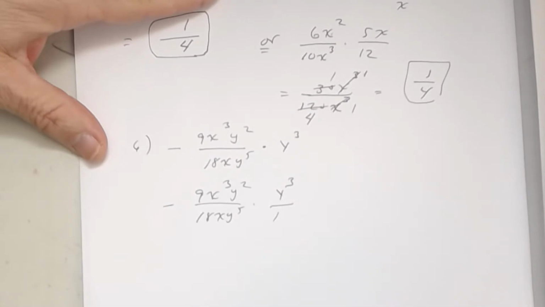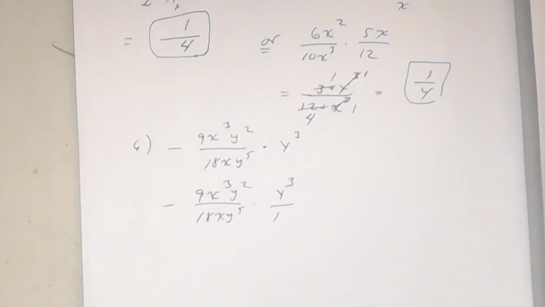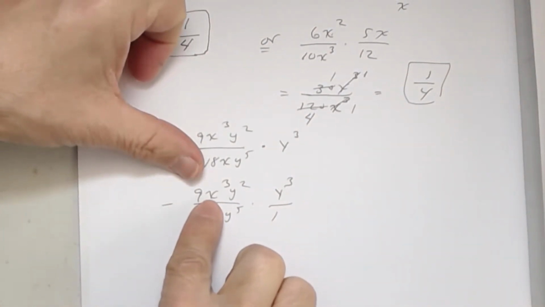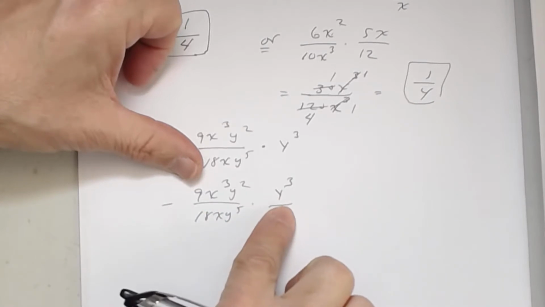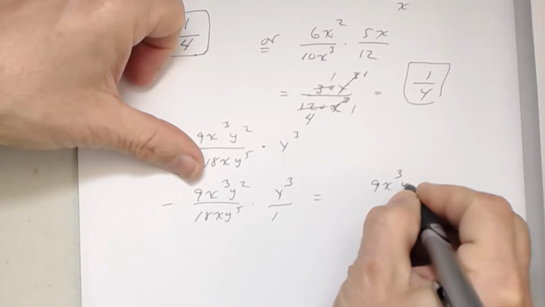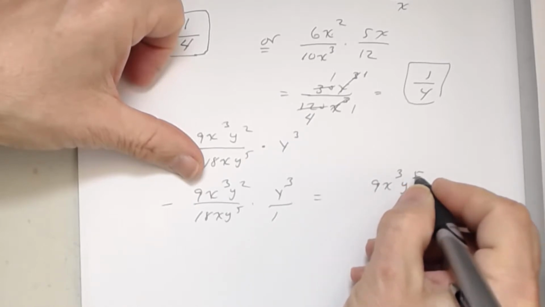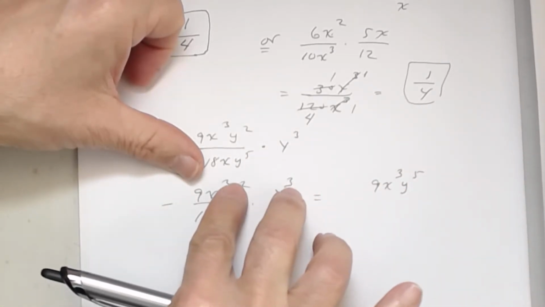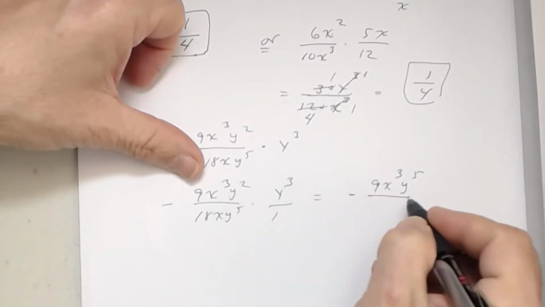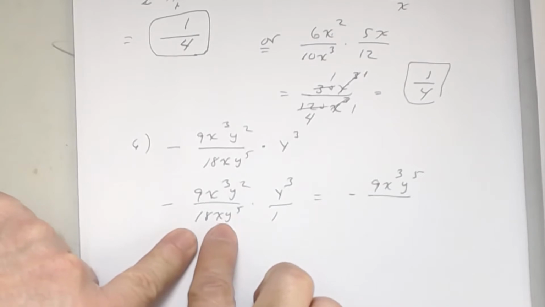Right? Okay, now, this may be easier to do if you multiply first. You want to multiply first? So 9 times x cubed times y squared times y cubed is what? Y to the 5th. When you multiply like bases, you add the exponents. But don't forget there's a negative out here. Divided by, and then what's 18x y to the 5th times 1?